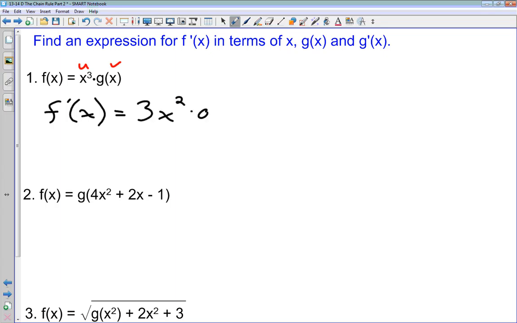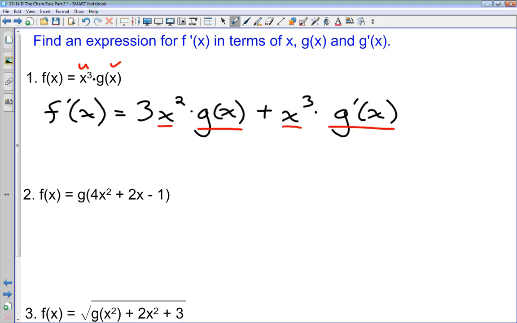so 3x squared times my v function, which is just g of x, plus my original u function, which is x cubed, times the derivative of v. Well, I don't know what v is, it's g of x, but the derivative of g of x is g prime of x. So that's my expression for f prime of x. And notice that it's expressed in terms of x, in terms of g of x, and in terms of g prime of x.